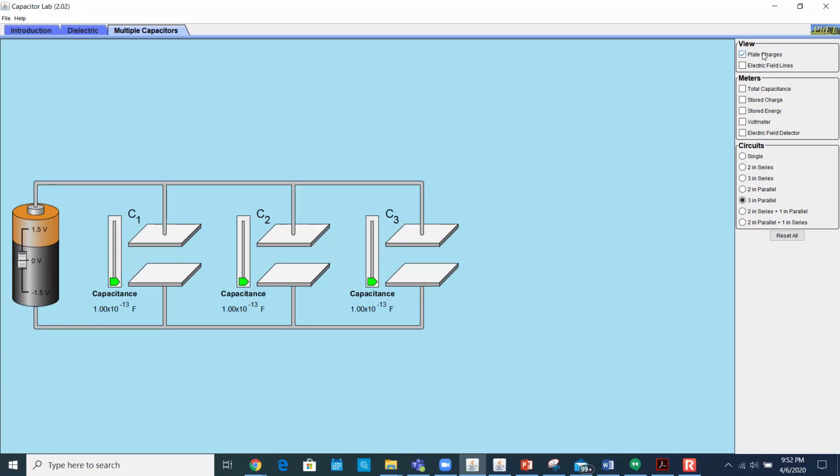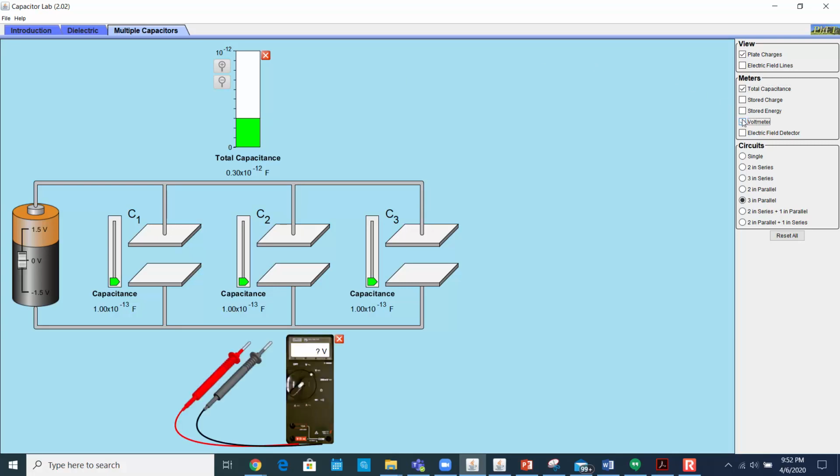So as they are connected in combination, you can expect the total capacitance to be 0.3 times 10 to the power, or 30 picofarad. So this one is 10 picofarad, this one is 10 picofarad, and this is 10 picofarad. So the total combination is now 30 picofarad.